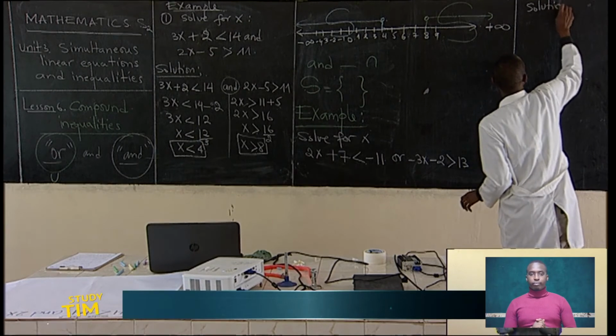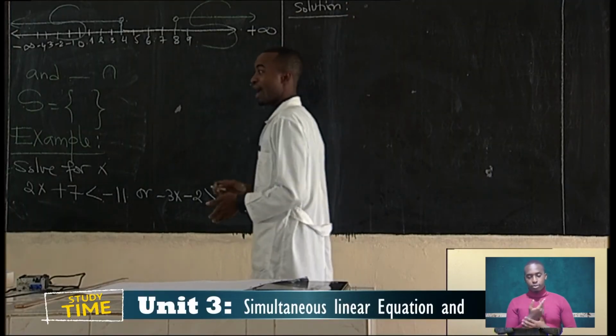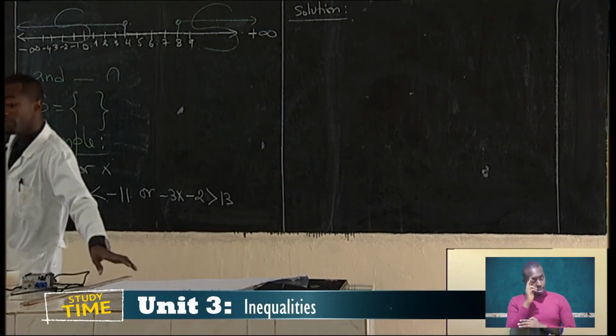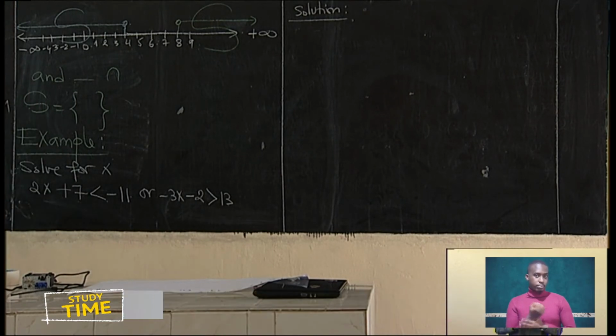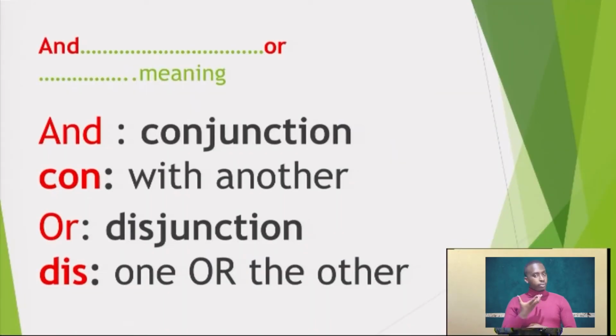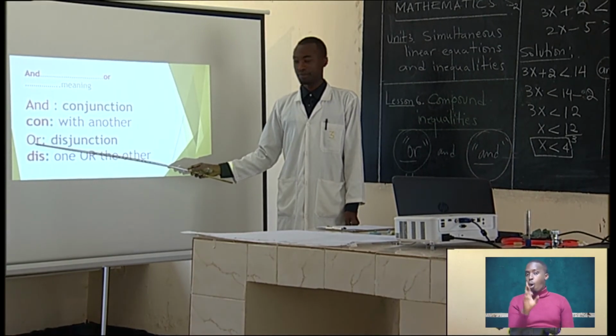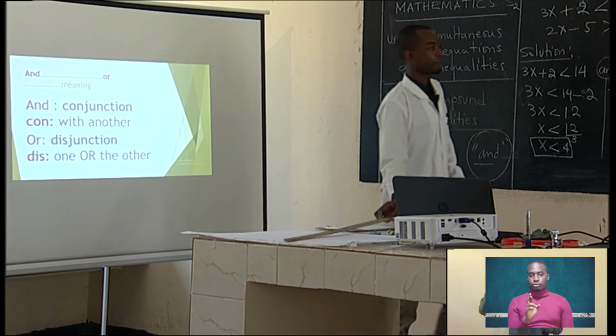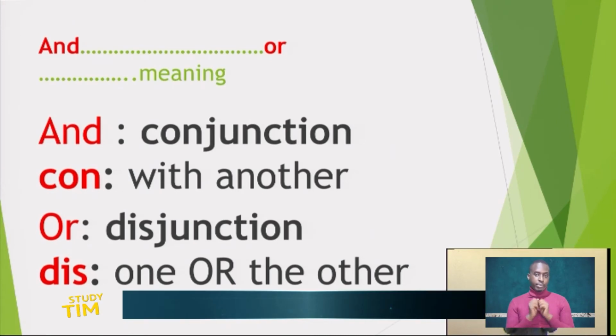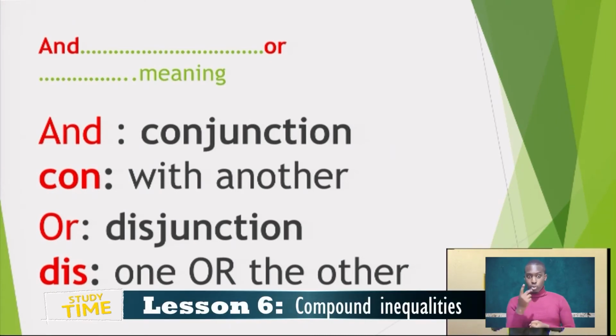Solution. And you remember, I told you, we have and, and we have or. For the second example, we have now the word or. Let's do it together. Now you have 2x plus 7 less than 11.